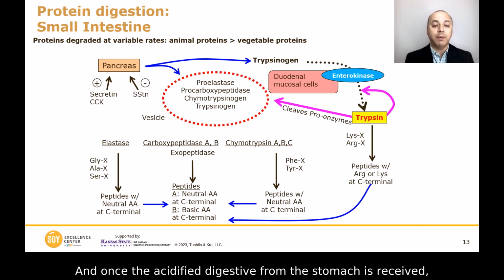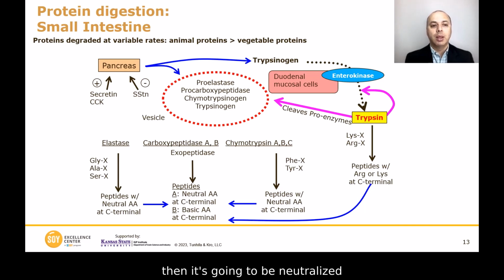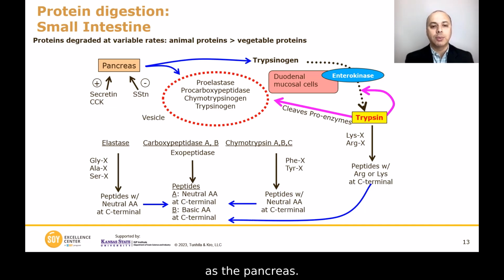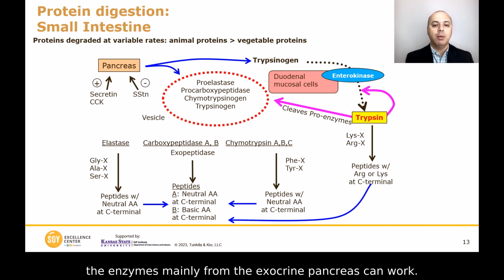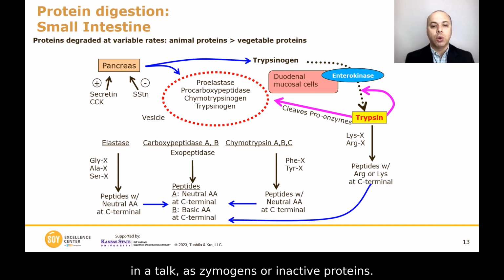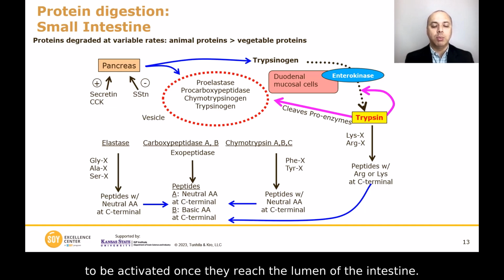Once the acidified digesta from the stomach is received, it's going to be neutralized by secretions of bicarbonate from the duodenum as well as the pancreas. And then again, the reason for this change in pH is to provide an environment where the enzymes, mainly from the exocrine pancreas, can work. These enzymes are secreted, as we mentioned previously in a talk, as zymogens or inactive proteins. And these inactive proteins are going to be activated once they reach the lumen of the intestine.